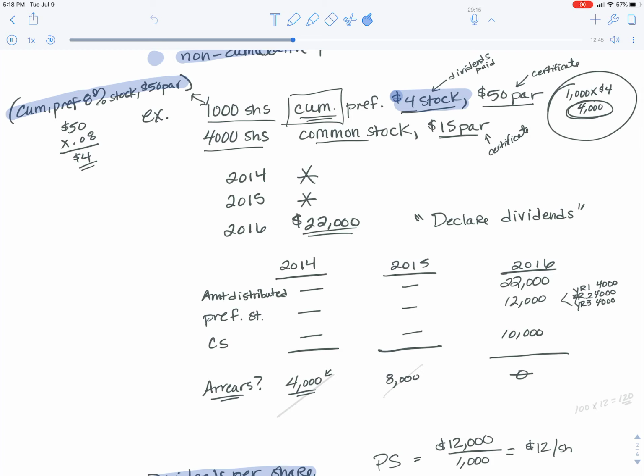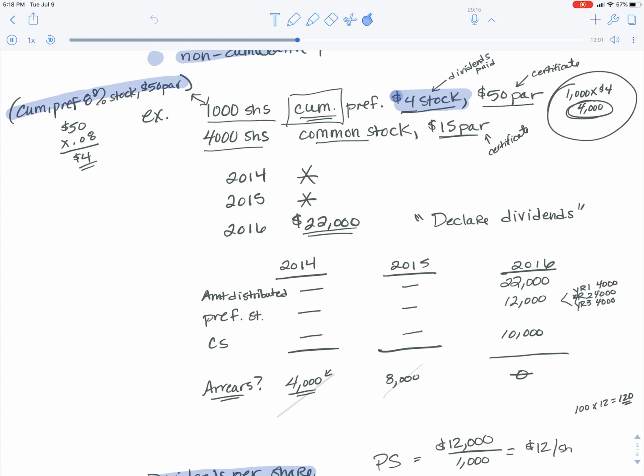So if you were an owner in this company and you owned 100 of those 1,000, then you would have gotten $120 as a preferred stockholder.